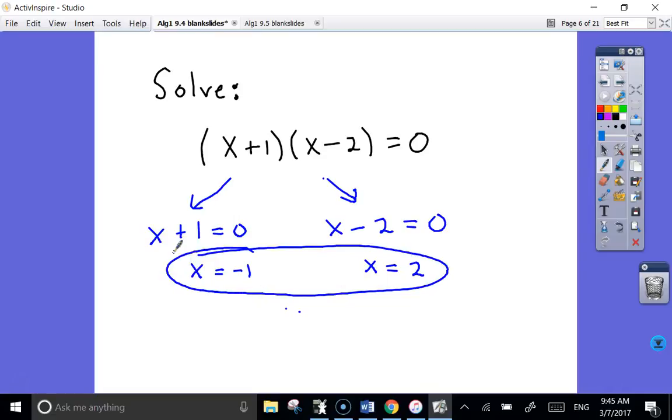So when you have a polynomial that's in factored form, you solve it by setting each factor equal to 0. It has to be in factored form equal to 0. If you've got that, then just set each factor equal to 0. Now, one thing you notice is we don't just have one answer anymore. We've got two answers. When you have a quadratic equation, you get two answers.